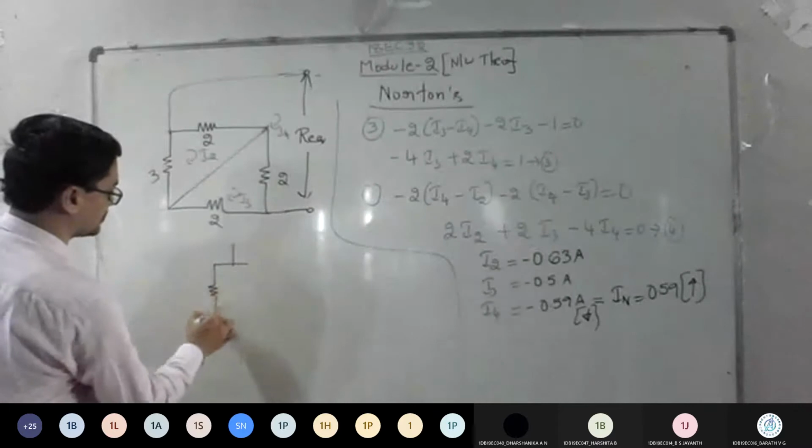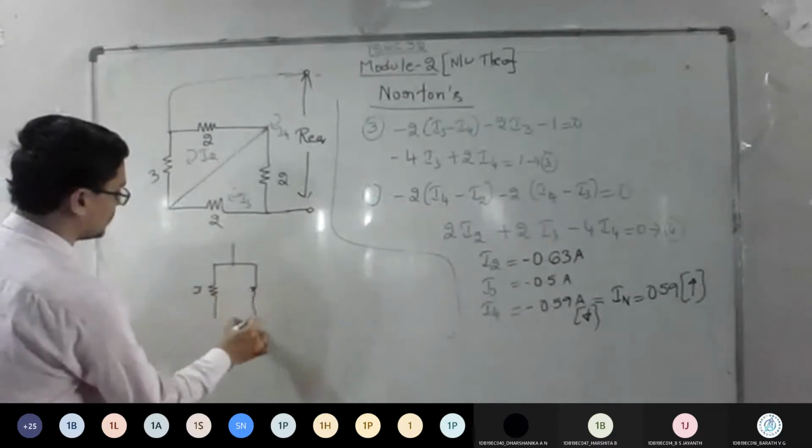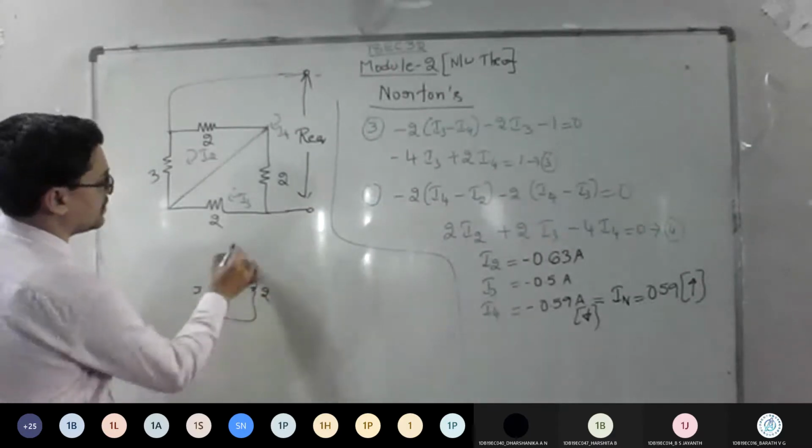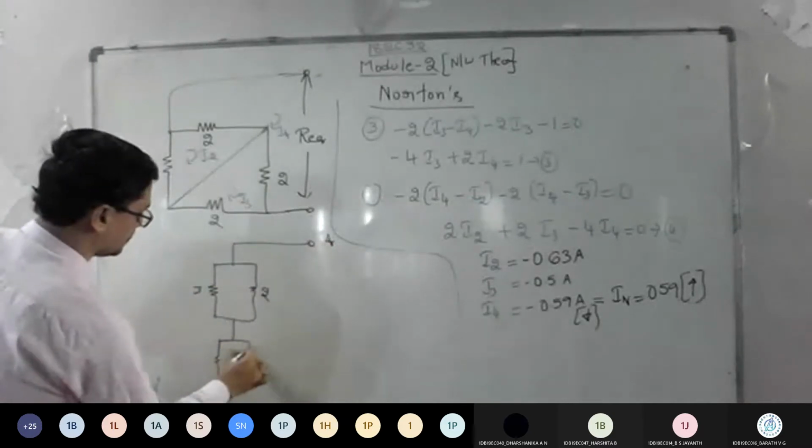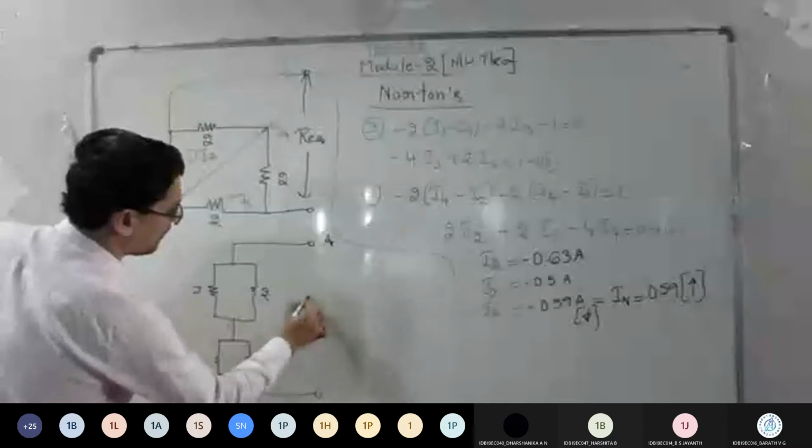It looks like a tank circuit. So it is 3, and this is your 2. This is one part, and at terminal A the R equivalent comes here. Similarly, one more here.